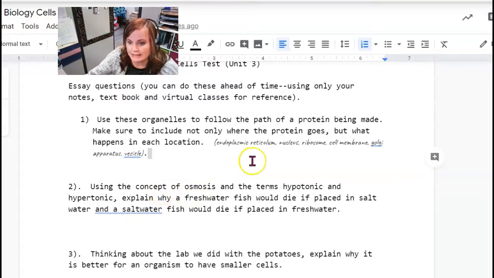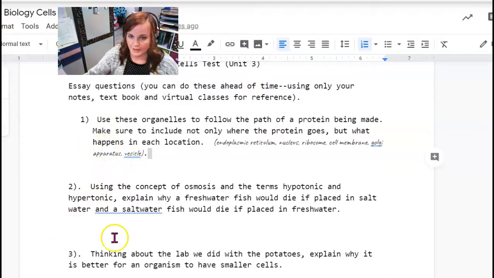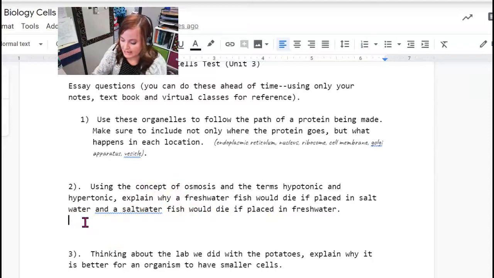Question number 2 asks about using the concept of osmosis and either hypertonic or hypotonic solutions to kind of explain why freshwater fish would die if placed in saltwater, and saltwater fish would die if placed in freshwater. For question number 2, I would like you to look at page 210 in your textbook.